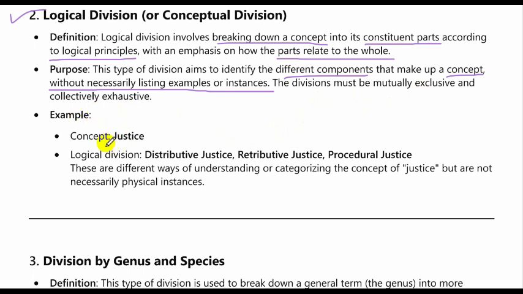Let us look at an example. Justice. The concept is justice. Logical division: distributive justice, retributive justice, procedural justice. Now, these are all logical. This is not real parts of it. There are different ways of understanding or categorizing the concept of justice, but they are not necessarily physical instances.